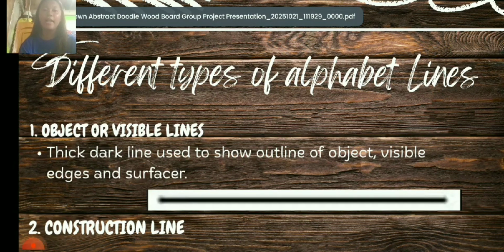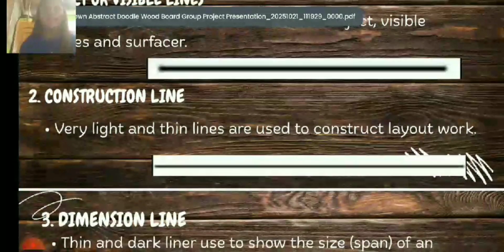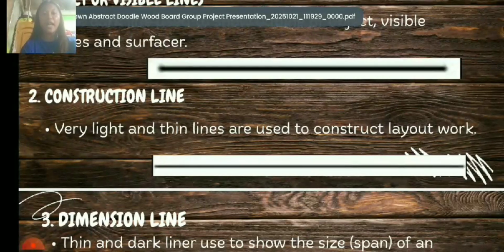Next line is construction line. Construction lines are very light and thin lines used to construct layout work. They are a preliminary step in technical drawing. They serve as a framework for the layout and help in accurately constructing the drawing. Because they are light, they don't distract from the final, darker object lines. Think of them as guidelines that help you get everything in the right place before you finalize the drawing with the object lines we talked about earlier.